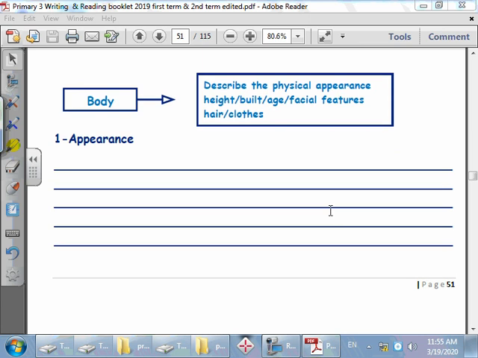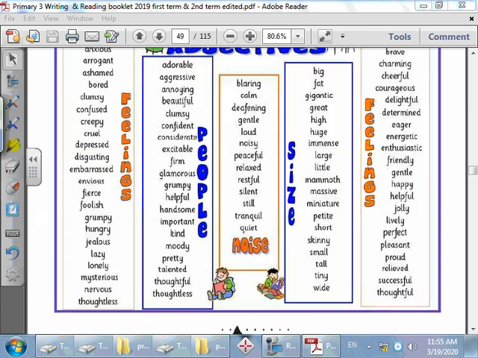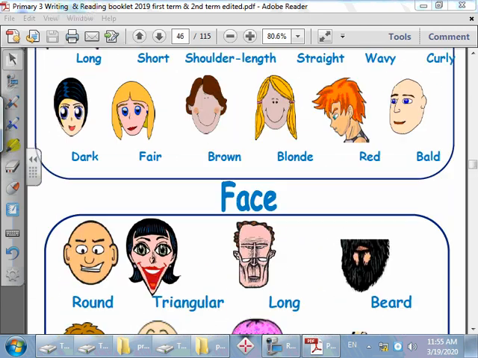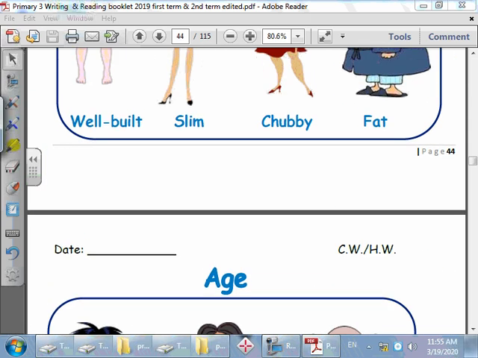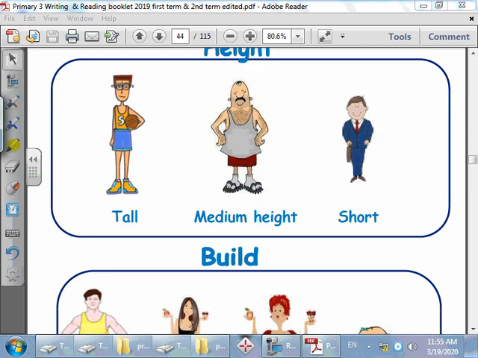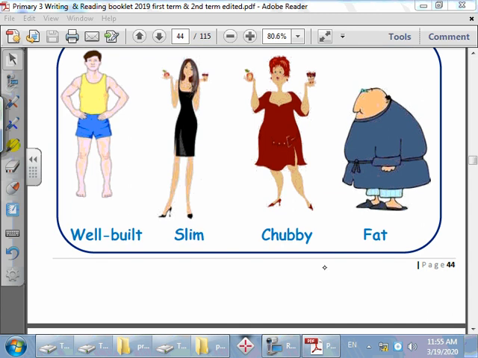Now, in the second paragraph, it's the body. Describe the physical appearance. So we have the height, build, age again. No, don't write the age again. We already mentioned it before. The facial features, hair, and clothes. So we will refer back to the previous pages. And we will start by writing the height. So my friend, let's say for example, Ahmed is tall, medium height, short, okay? He is well built, for example.